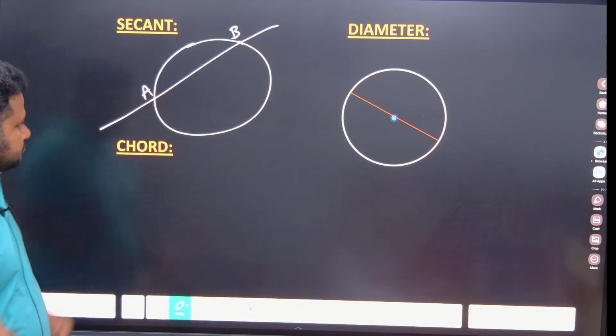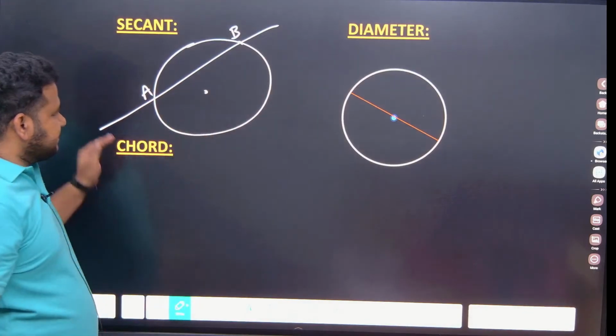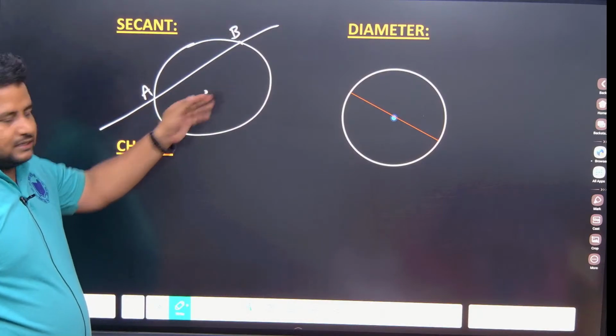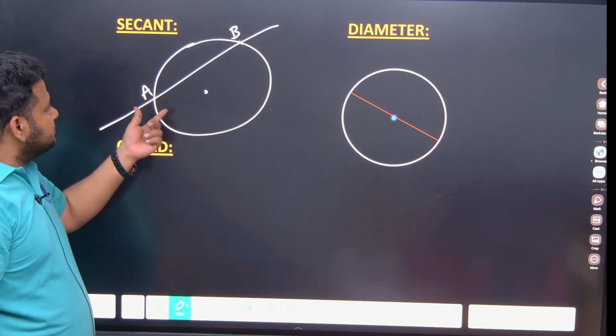And suppose this is the center. If the secant passes through the center of the circle, then that center is called as what?